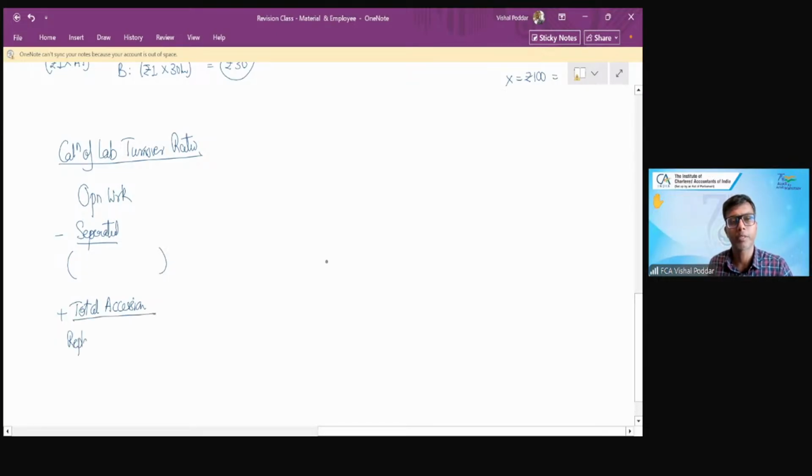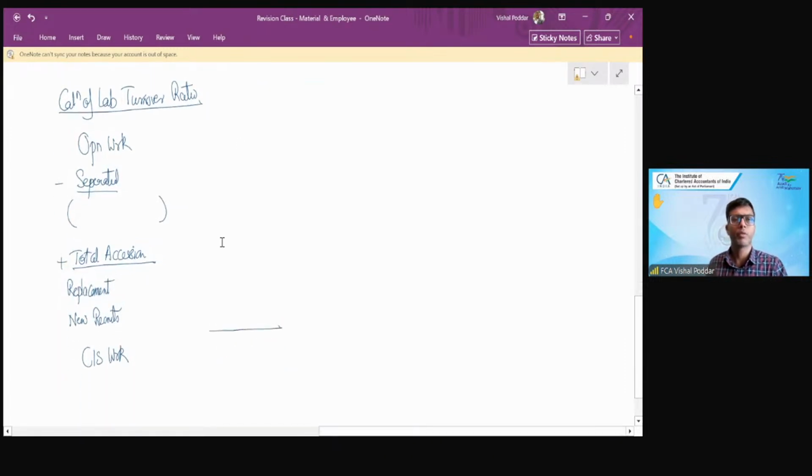Now in total accessions, there are two: one is replacement and one is the new recruits. And this should match up with my closing number of workers. So you should always cross-check this. Even though it is given in the question, there is a possibility that there could be some missing link in this. Let's see.